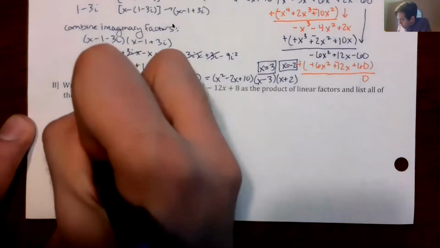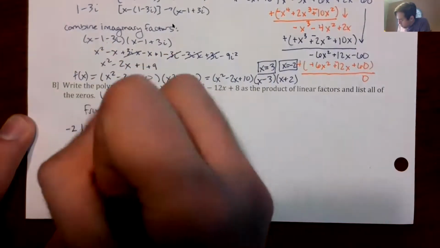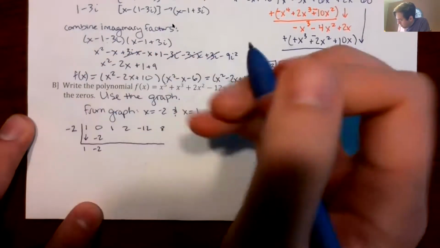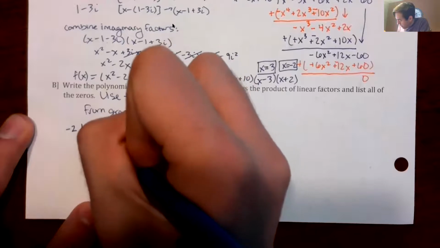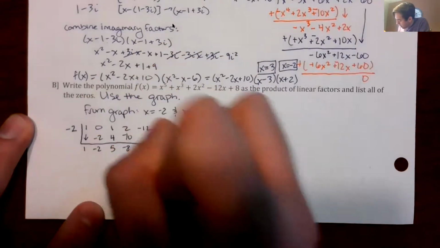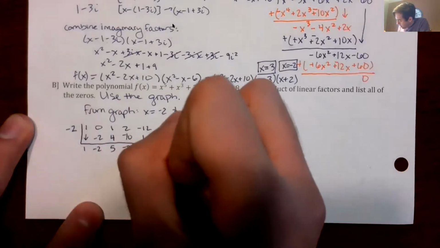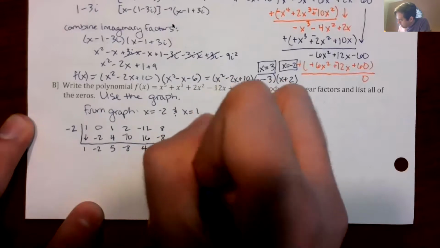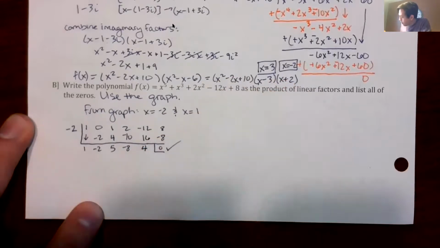And let's see what happens. We'll pull down a 1. 1 times negative 2 is negative 2. Add to get negative 2. Negative 2 times negative 2 is positive 4. Add down to get 5. 5 times negative 2 is negative 10. Add down to get negative 8. Negative 2 times negative 8 is 16. 16 minus 12 is 4. 4 times negative 2 is negative 8. Good news, we got a remainder of 0.